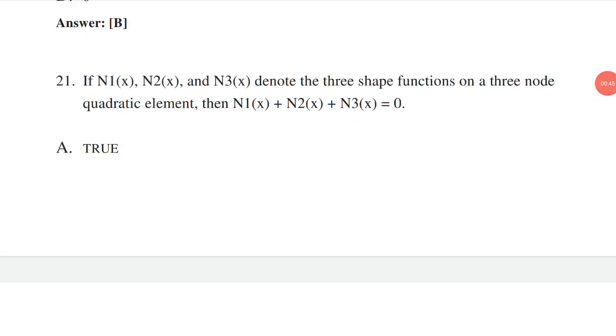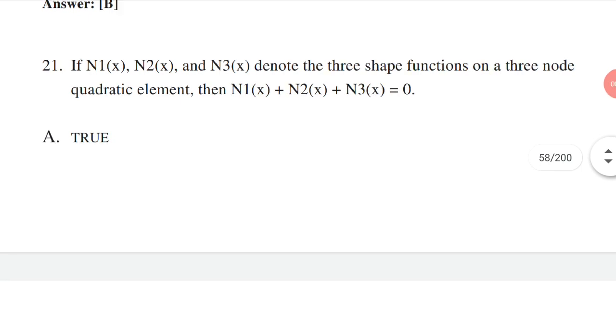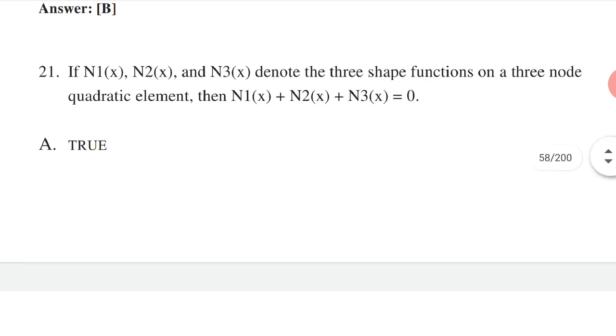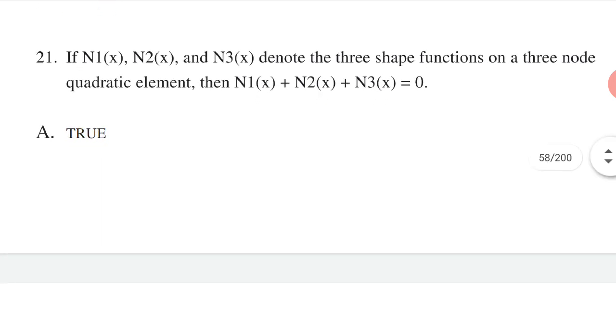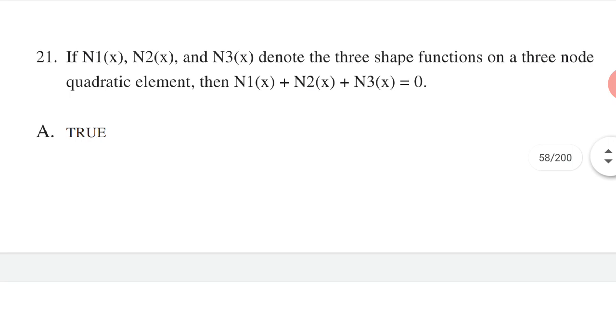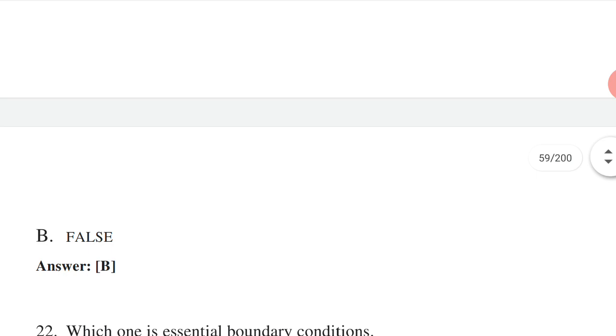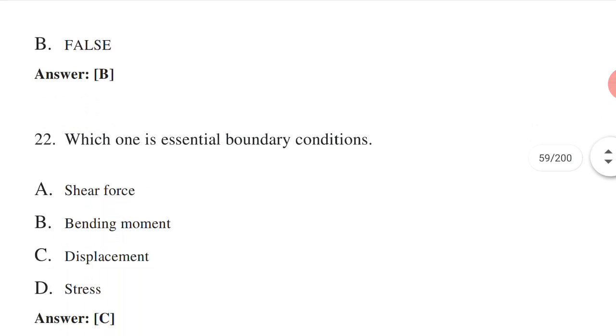So we were at the 21st question, and it is showing that if N1, N2 and N3 denote the shape functions on a 3 node quadratic element, then N1 plus N2 plus N3 is equal to 0. Is it correct or false? Actually we know that the sum of all three shape functions is always equal to 1. So it is not a true statement, it is a false statement. So the answer is B.